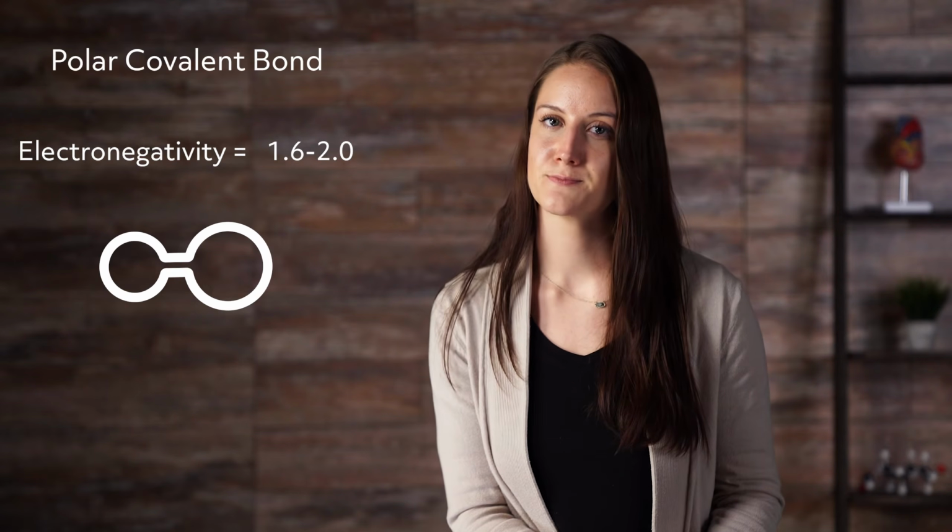Now, here is something that is important to note. If the difference in electronegativity is somewhere between 1.6 and 2.0, then check to see if one of the elements is a metal. If there is a metal involved, then the bond is ionic. If both are nonmetals, then the bond is polar covalent.